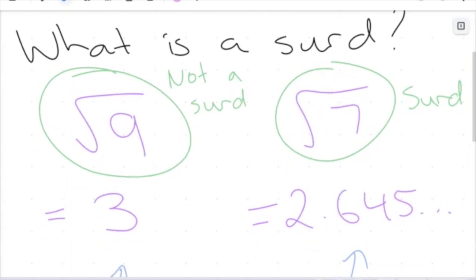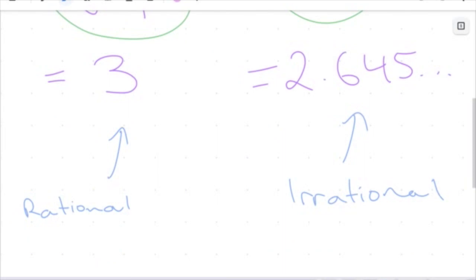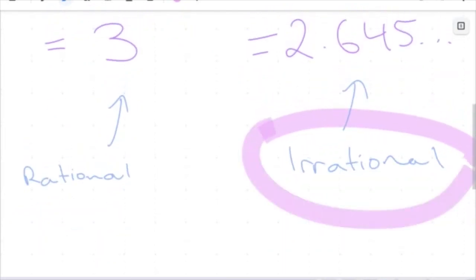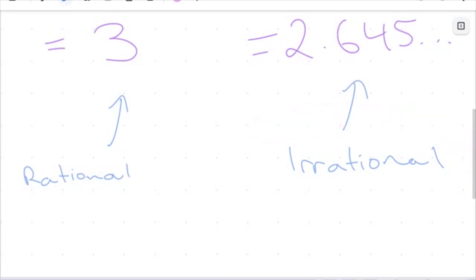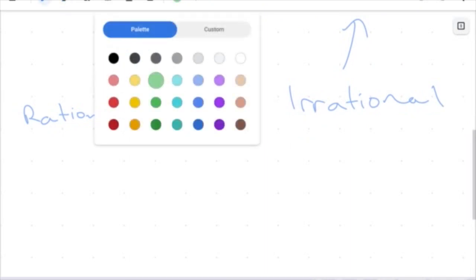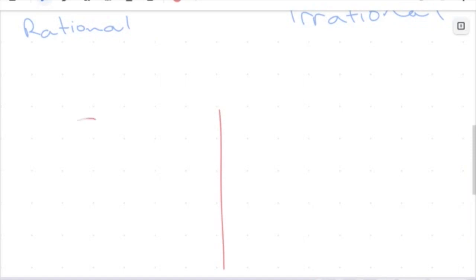Now, all of these surds are any number with a square root that doesn't produce a rational number, that produces an irrational number. That is what we think of as a surd. So let's look at a couple of examples of this. So for example, let's just classify what is a surd and not a surd.